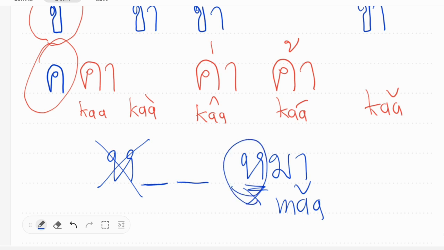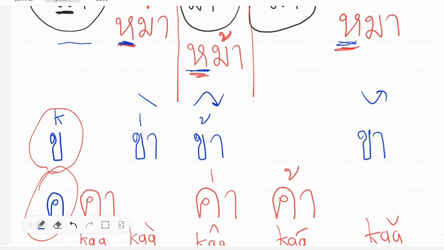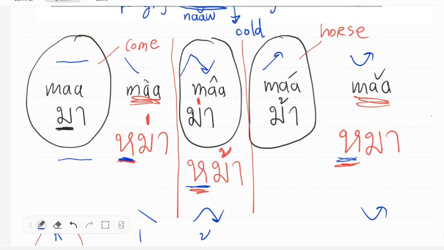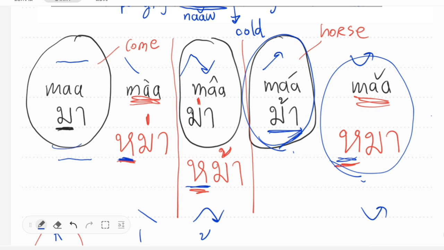If you don't remember the rules of the consonants, you can guess the tone when you see the word. You probably don't know the rules, but you know, okay, this is right, like horse, and it's ma. It must be horse only. And this one is dog. And this one means to come, ma.